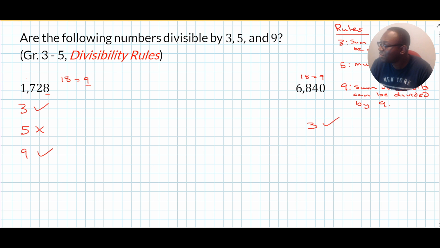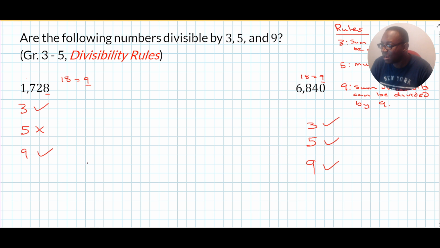What about 5? A number must end in 0 or 5. It ends in a 0, so you can divide this number by 5. And then the last one is for 9, the sum of the digits can be divided by 9. We already summed up the digits and we have 9.